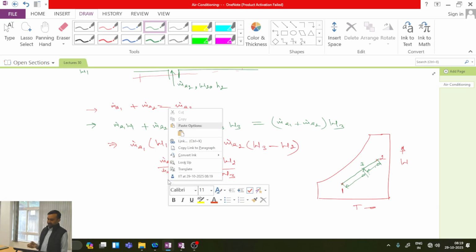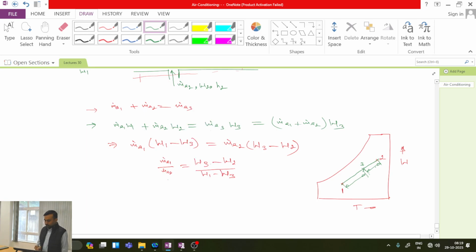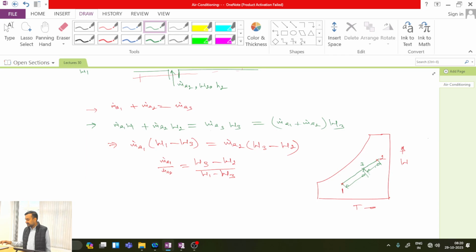So it's very simple: if this flow rate is more, then I will come more towards point 1, and if stream 2 is more, then I will go more towards 3. Is this one clear? So the length segments, whatever length segments I am getting on the psychrometric chart, these length segments are dependent upon what? These are dependent upon the ratio of mass flow rates which we are considering during the adiabatic mixing.